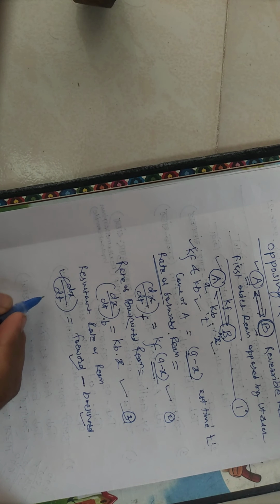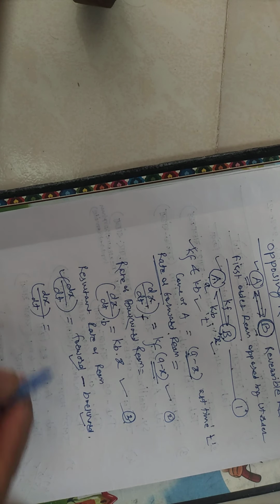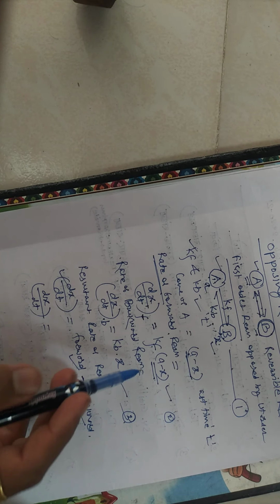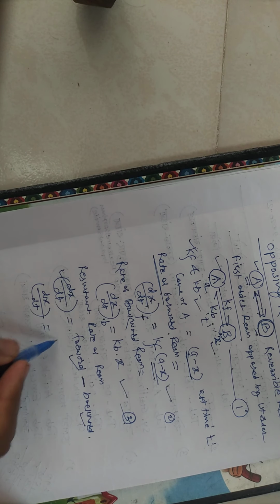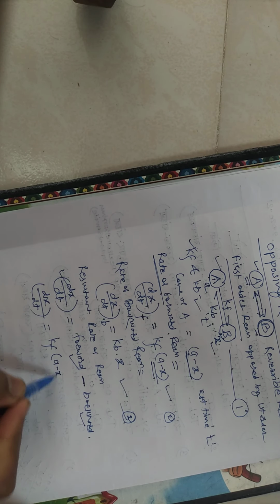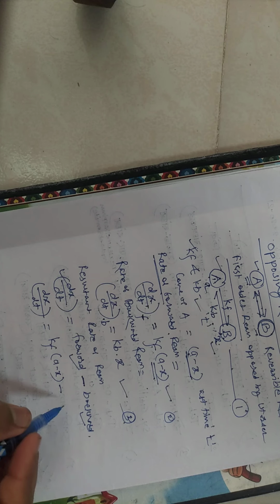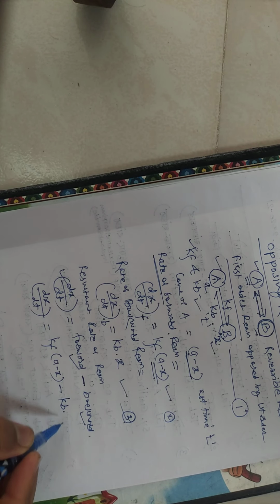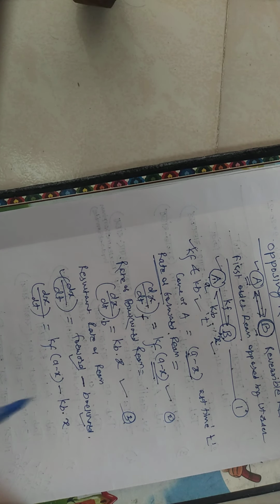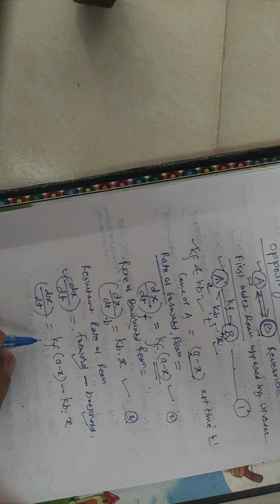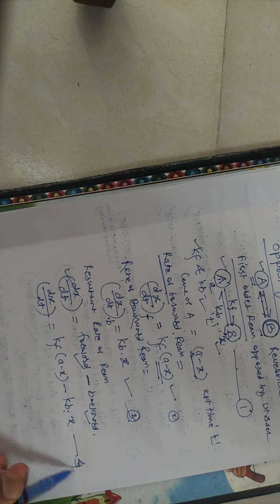Now you can write here dx by dt is equal to, the rate constant for the forward reaction is kf into a minus x, minus for the backward reaction it is kb into x. So this one is the rate of the forward reaction and this is the rate of the backward reaction. In this way you can write, and suppose this is equation number 4.